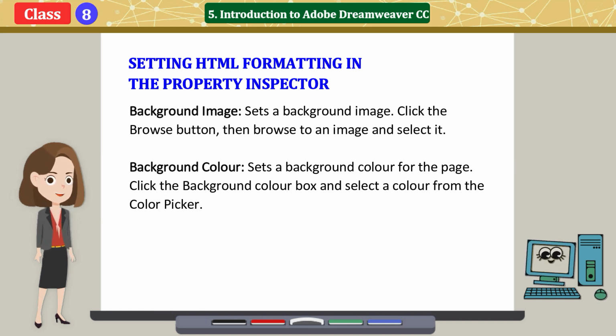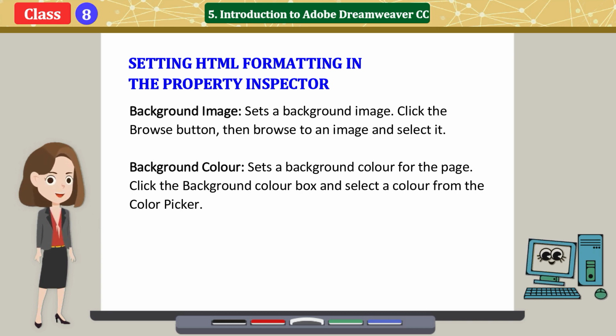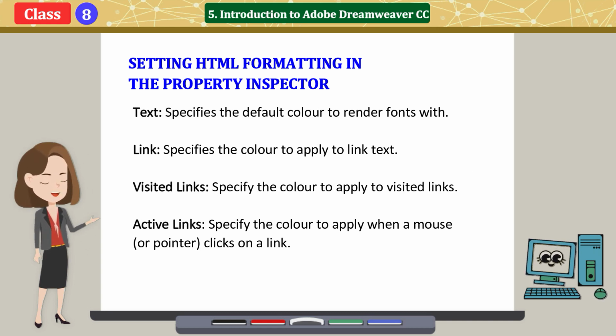Sets a background image. Click the Browse button, then browse to an image and select it. Background color. Sets a background color for the page. Click the background color box and select a color from the color picker. Text specifies the default color to render fonts with.